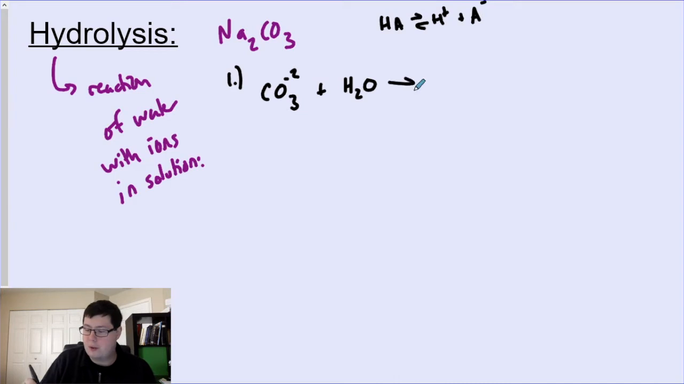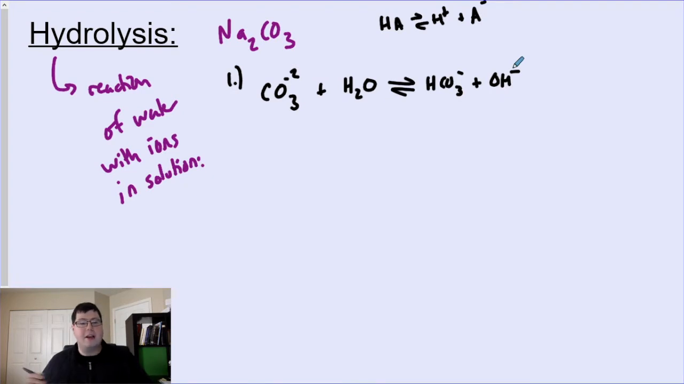We're going to write an equilibrium reaction where my CO3 2 minus accepts a proton from my water and forms HCO3 minus and OH minus. I can see here how CO3 2 minus is acting as a base because it produces OH minus ions in solution. One thing we can note is that the anion in any ionic salt is always a conjugate base of an acid.